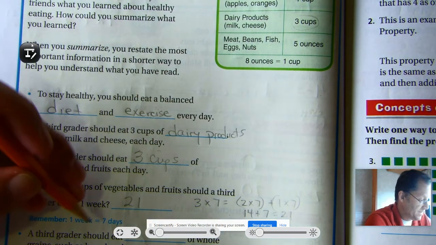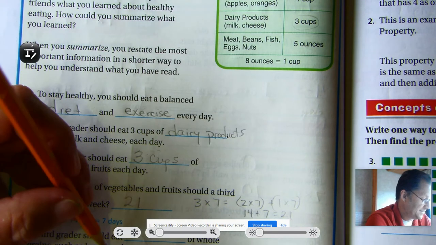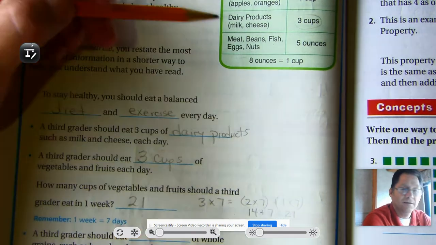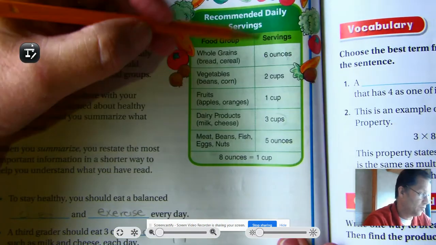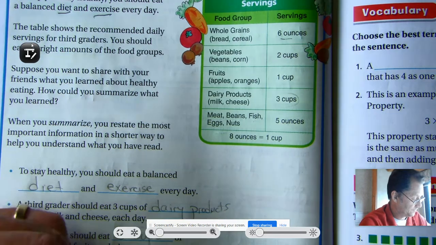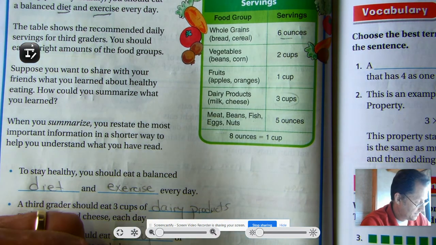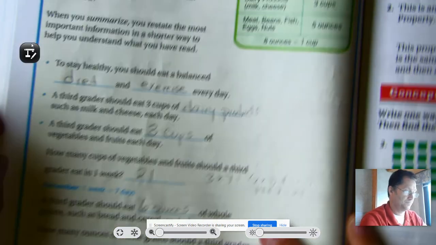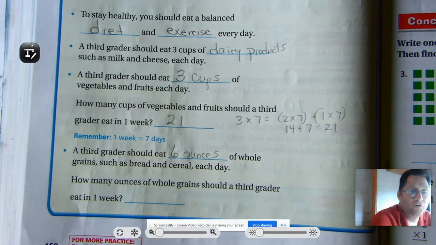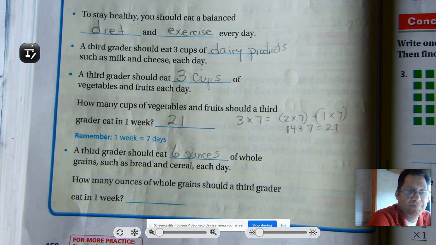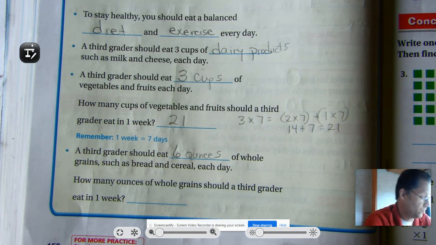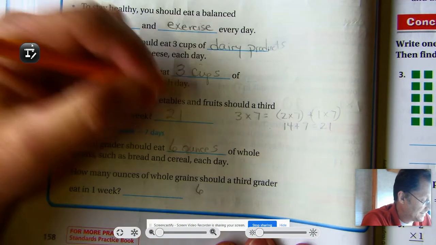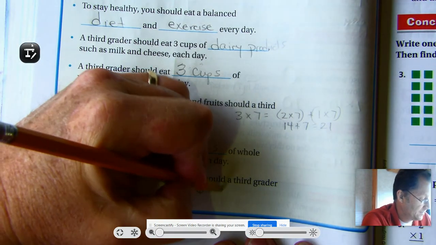A third grader should eat blank of whole grains such as bread and cereal each day. So we go to our graph and we find whole grains, and it says 6 ounces. 6 ounces of whole grains such as bread and cereal each day. How many ounces of whole grains should a third grader eat in 1 week? So now if we have 6 ounces per day, it would be 6 times 7.